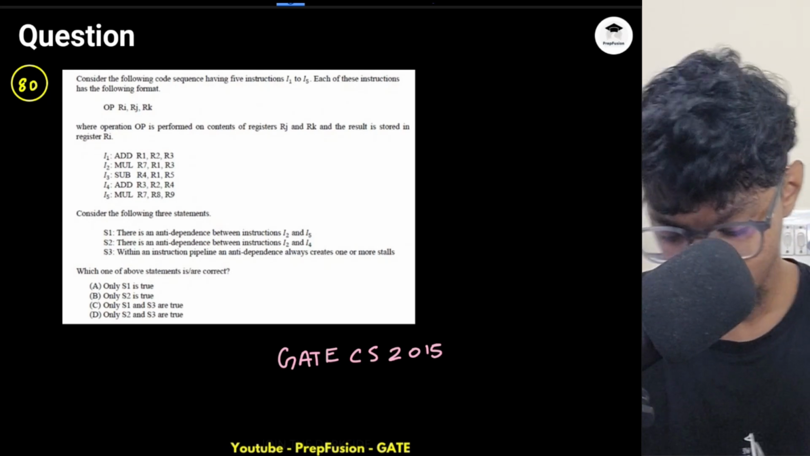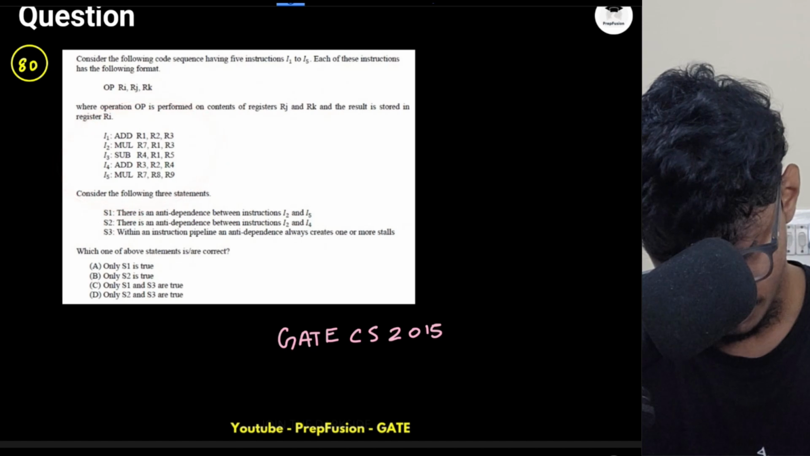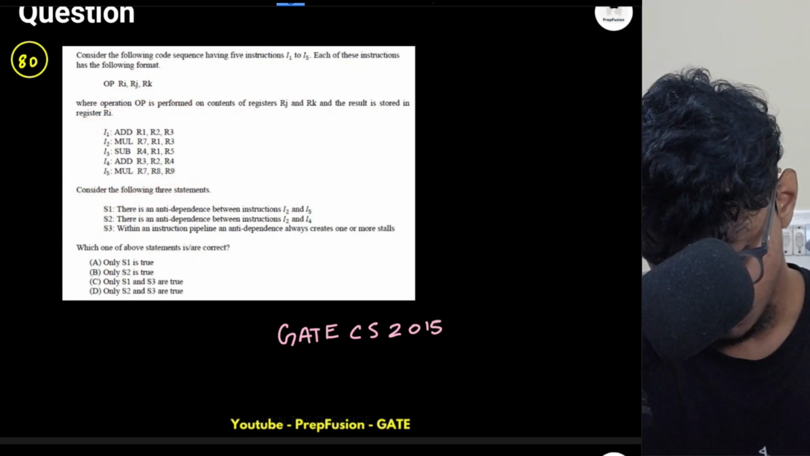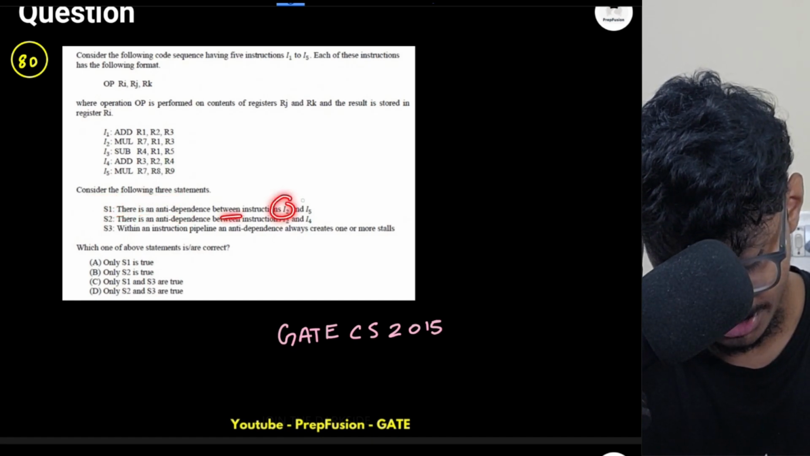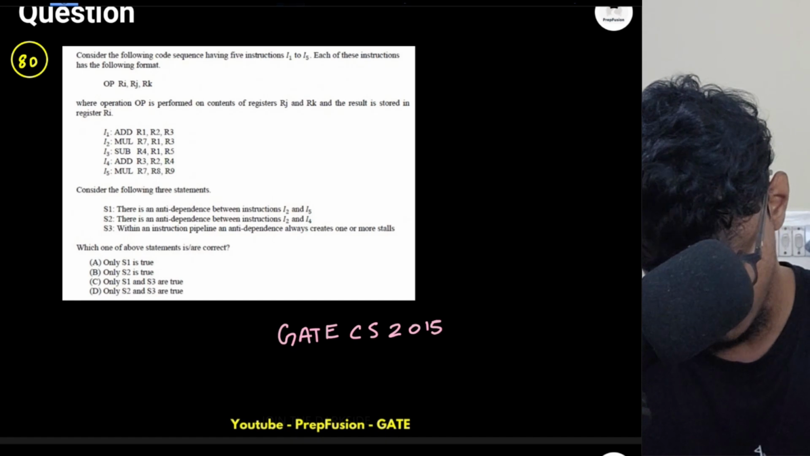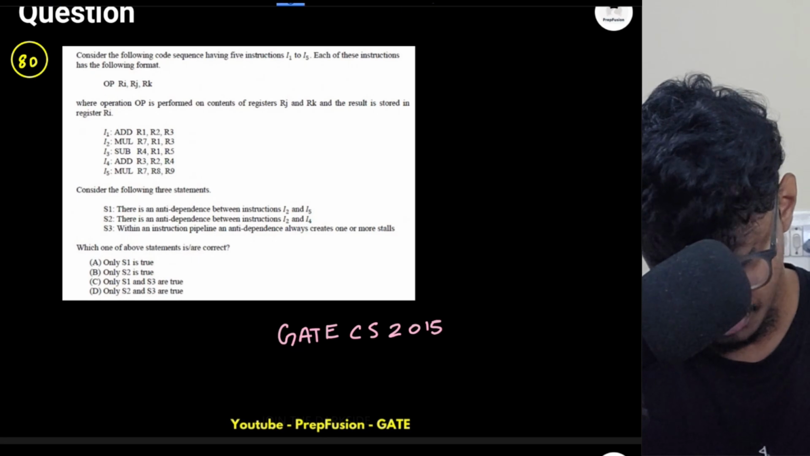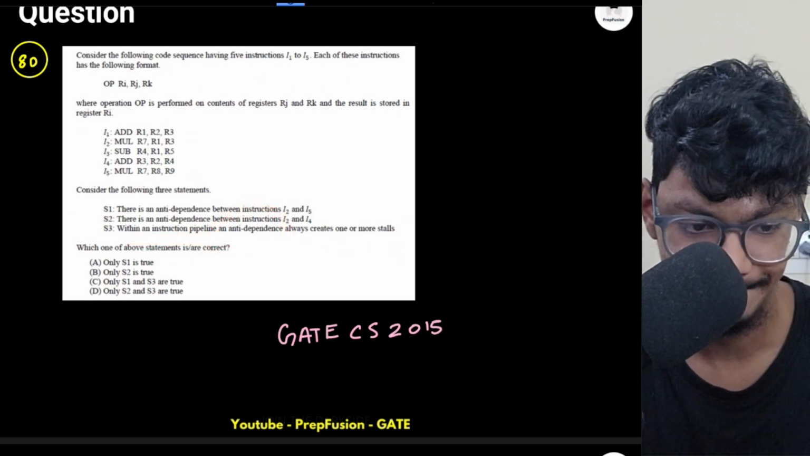So here is another question. We have this following opcode and things are there. 5 instructions are there, and we have to perform 5 instructions, right? So what they are telling me, consider the following 3 statements. There is an anti-dependence between instruction I2 and I5. Then they're talking about instruction I2 and I4, and then they're saying within an instruction pipeline, an anti-dependence always creates one or more stalls.